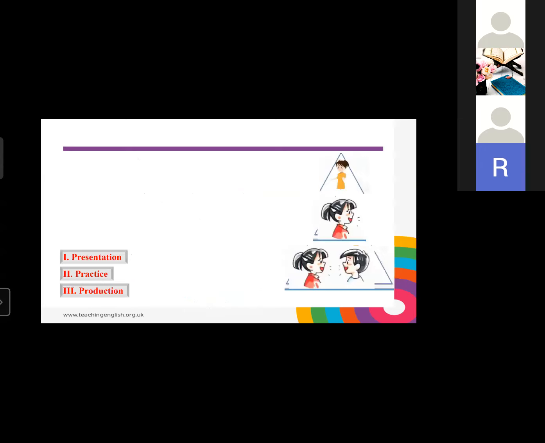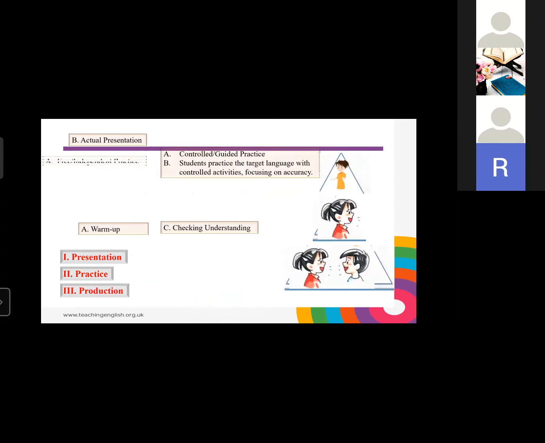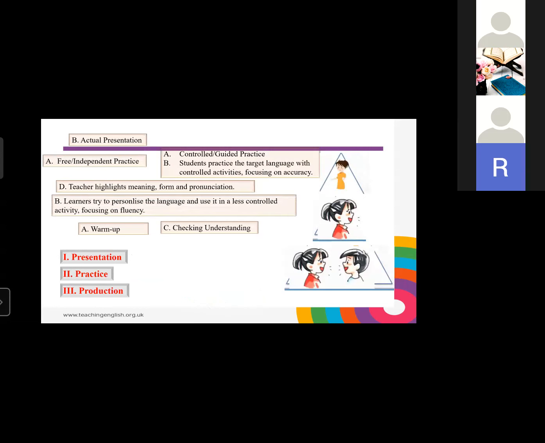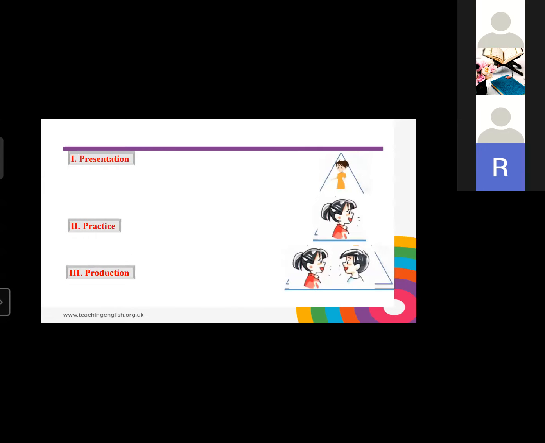And this is our target, to practice the language. So which approach suits your students according to their levels, according to their accuracy and fluency, according to the point you want to improve? So it depends on the teacher. The teacher is the only one who can decide which approach to use.